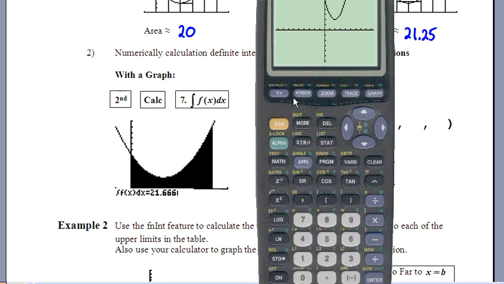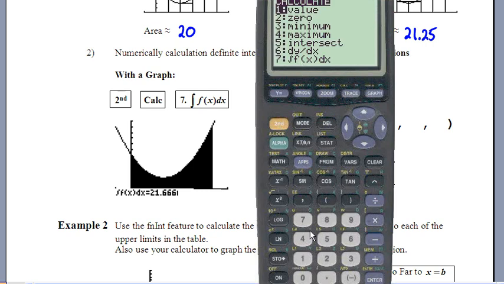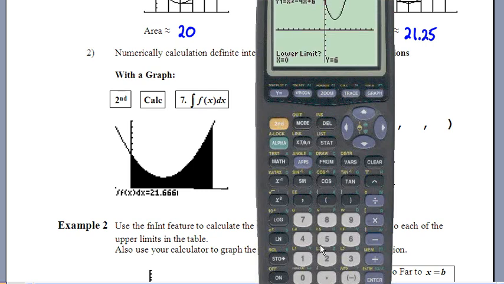And I can do that on the graph by going second, calculate, and then it's option number 7. And it's going to ask, where's your lower limit? Where do you want to start? Well, I want to start at 0, so I just type that in. I say 0, please, and hit enter. Then it says, where would you like to stop? Well, 5. And it's going to do a lot more than 5 ribbons. It's going to do thousands of them. And it says, okay, I've done thousands of them, and I've got this answer, 21 with 6s repeating.